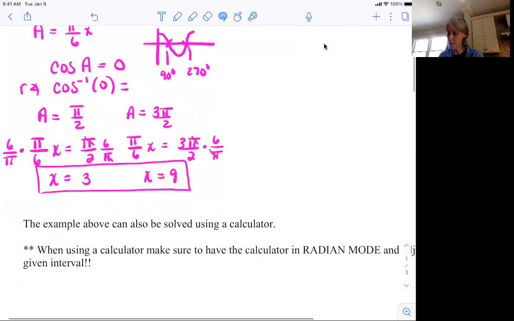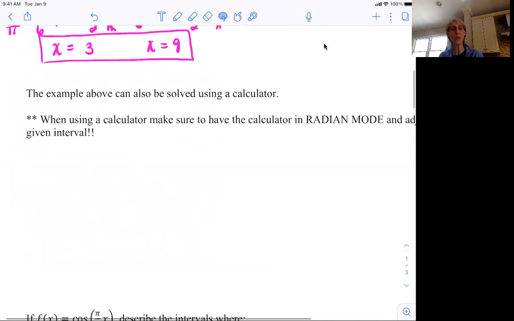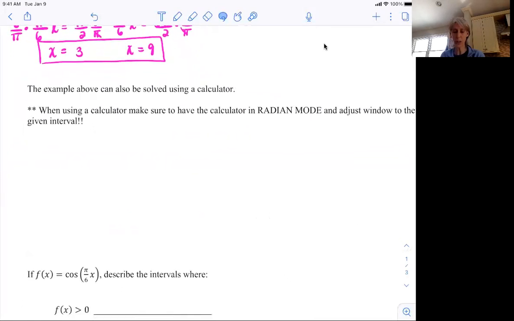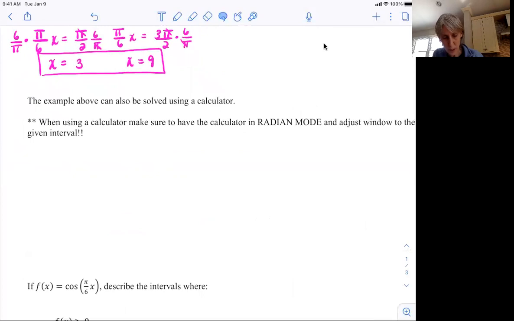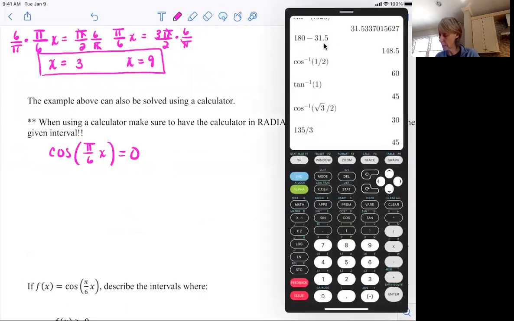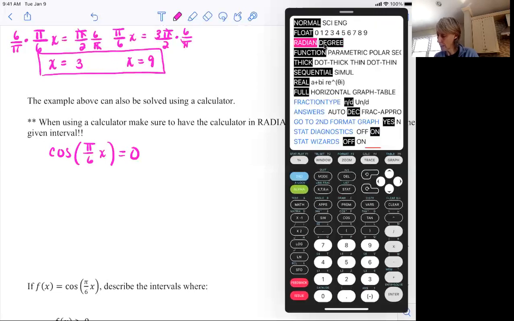Now, this above example can also be solved using a calculator. When we use a calculator, we want to make sure we're in radian mode and we adjust our window to the given interval. So I'm going to review, right? We're going to start with our original equation. And we're going to talk about the steps we're going to use if we're told to use our calculator. First of all, we want to be in radian mode.